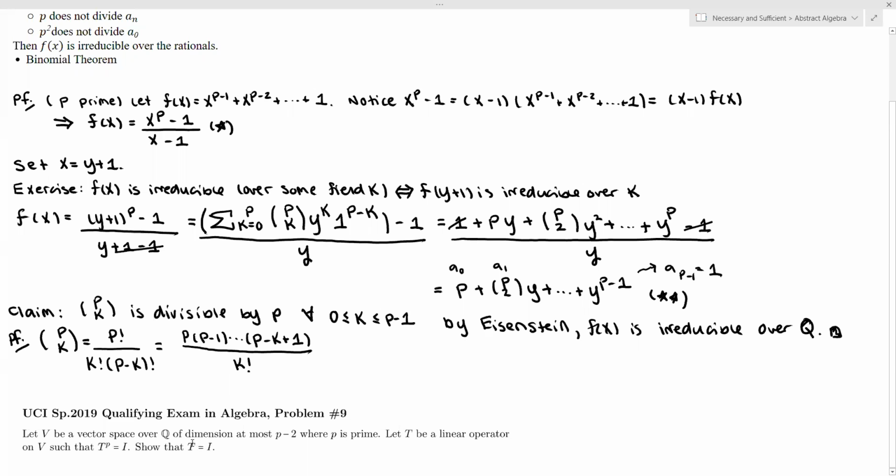Maybe it doesn't seem like it on the surface, but we do need to use the fact that this polynomial is irreducible over Q. So maybe try this one on your own. As another hint, you're going to need to use rational canonical forms. And in the next video, I'll go over the solution.